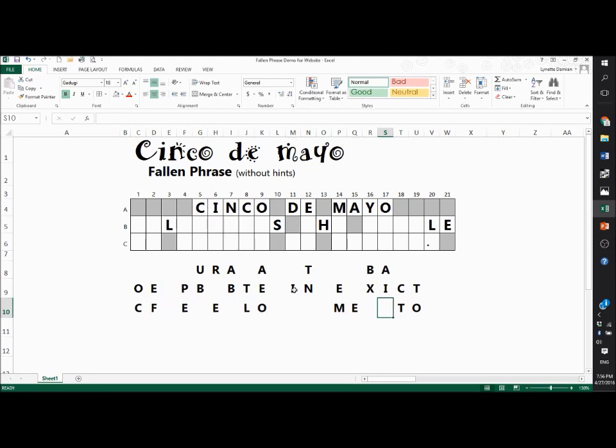Alright, now I'm going to look back through and I see right here that I just have one letter in this column now that I've crossed out the D that was here. So I'm going to do the I right here, and right here I just have an E, so I'm going to do the E right here, and that's it for now. So now I have Cinco de Mayo something something something something something.